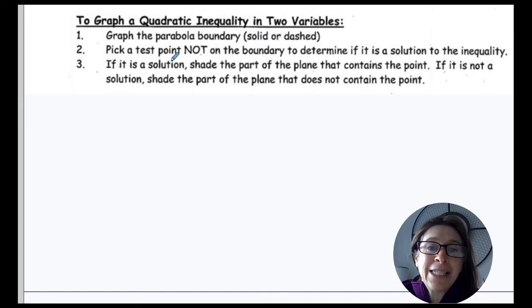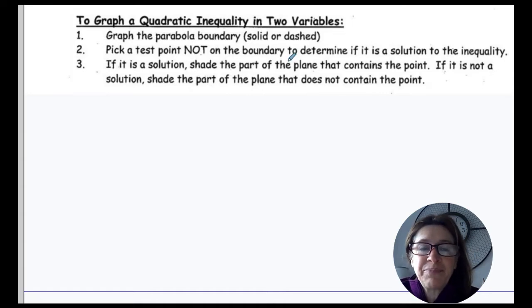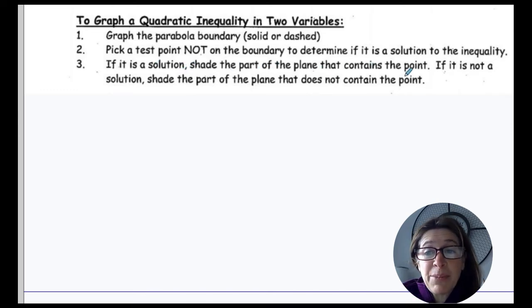You then pick a test point not on that boundary line. It cannot be on the boundary line. I know we tend to want to use (0, 0) as a test point, but if (0, 0) is on the line, you can't use it. So test it. If it's a solution, shade the part of the plane that contains the point. If it's not a solution, shade the part of the plane that does not contain the point. Sounds easy enough, but we have to recall all the skills we have for graphing parabolas.